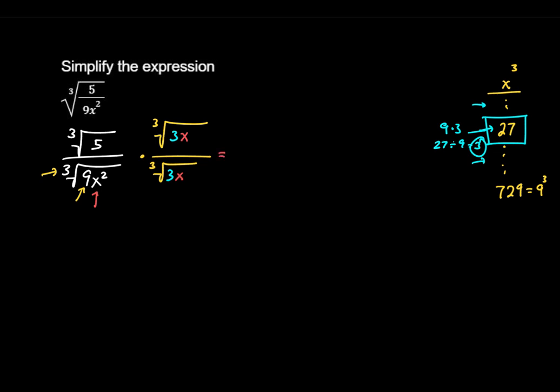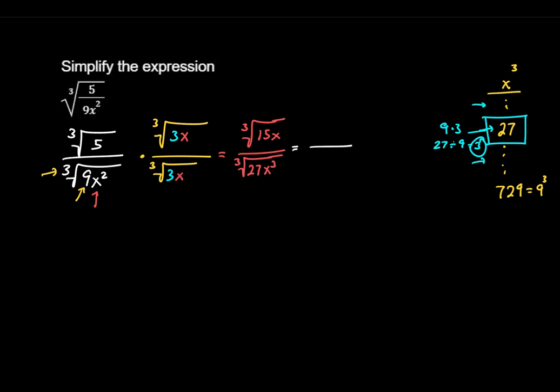On top here, the cube root of 5 times the cube root of 3x would be the cube root of 15x. Multiply the numbers underneath the radicals. And same thing in the bottom, the cube root of 9x squared times the cube root of 3x is the cube root of 27x to the third, multiplying the numbers underneath the radical. Now we just have to simplify the radicals.